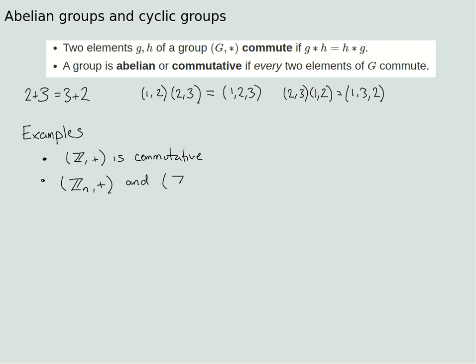And if we look, for example, at Z_p cross under multiplication, remember that means the set of all non-zero equivalence classes under congruence modulo p, where p is a prime number and the group operation is multiplication. Well, again, this will be commutative simply because ordinary integer multiplication is also commutative.